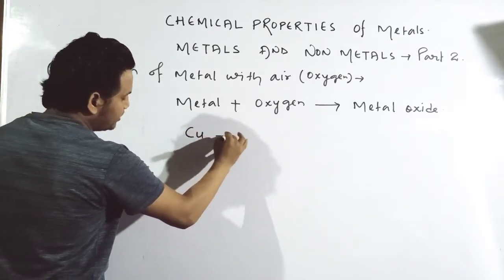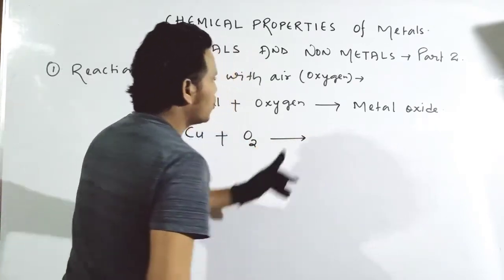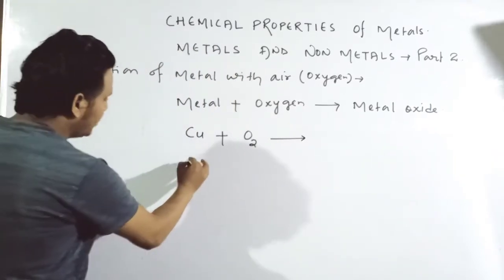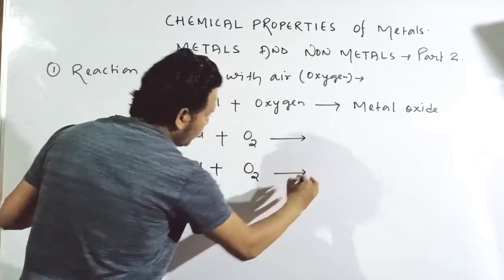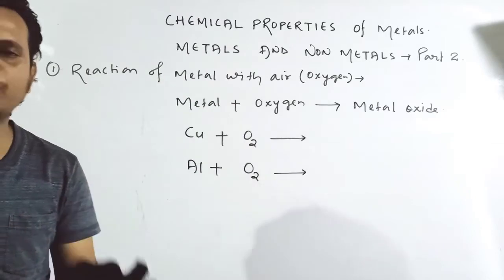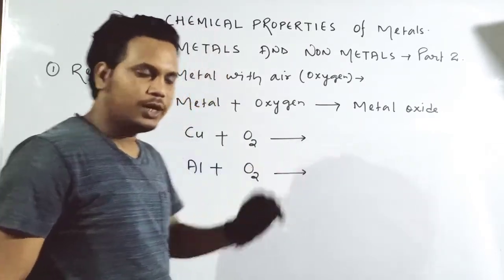For example, suppose the metal we have taken is copper. Copper is a metal, react with oxygen, then what will be formed? Copper oxide. Aluminium is a metal, react with oxygen, what will be the product? Aluminium oxide. Now, what will be their formula?